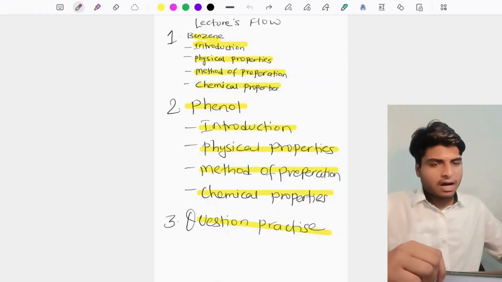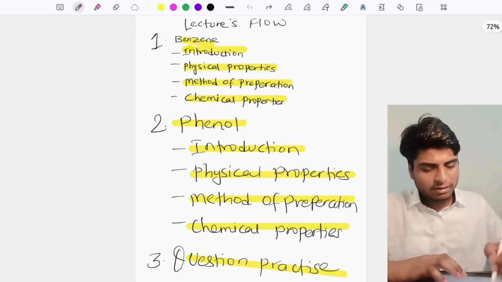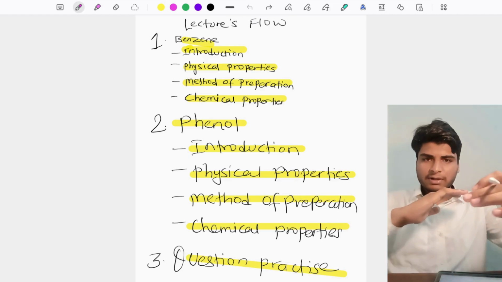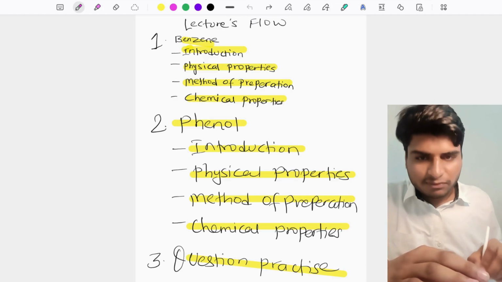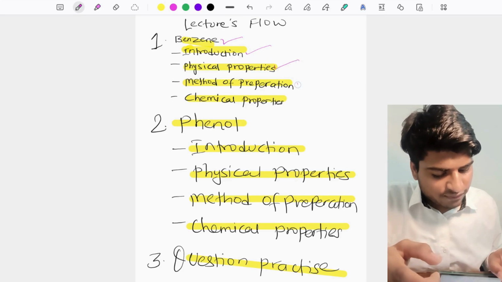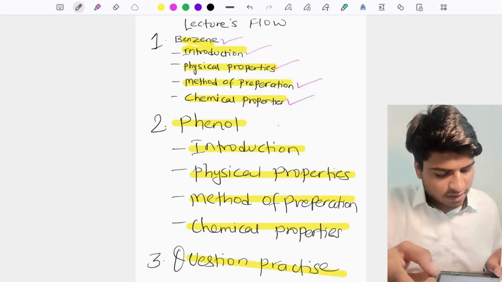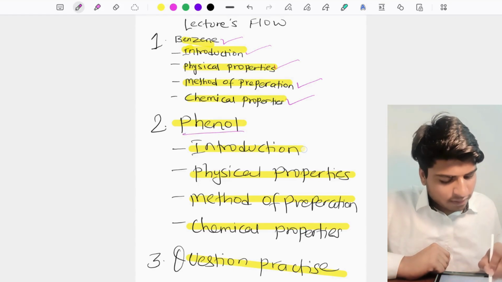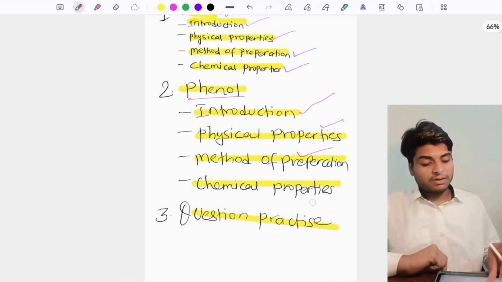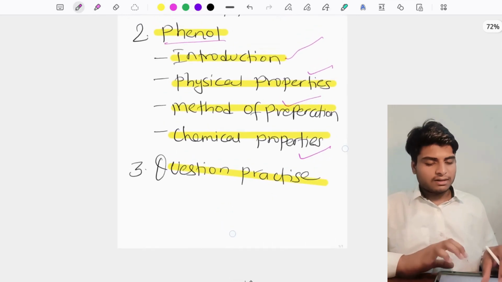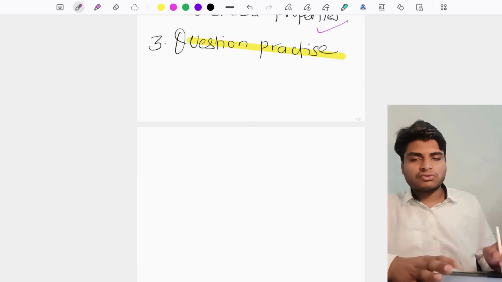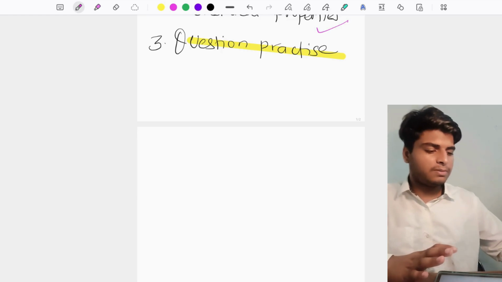Let's see whether our goals are completed or not. In the starting of the lecture, I showed you that we would follow a certain lecture flow, and in that we first started with benzene. Benzene is completed: introduction, physical properties, method of preparation, and chemical properties done. In the phenol part, we first started with the introduction, then physical properties, then method of preparation, then chemical properties, and at the last step we did some questions. There were 3 questions we did, which were asked in previous years.